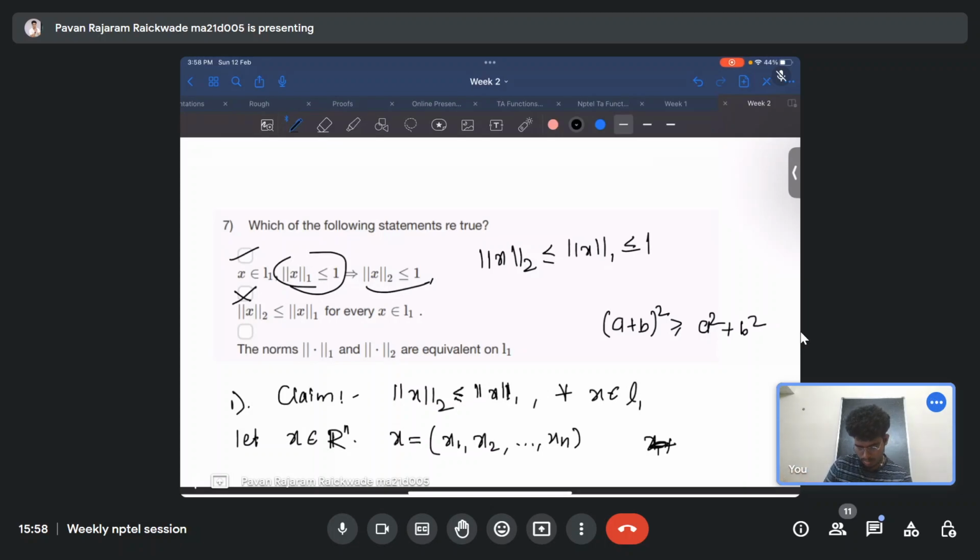Oh wait, this is true. I'm sorry, I misread it as norm x1 is less equal norm x2. So this we have proved just now: norm x2 is less equal norm x1 for every x belongs to L. Yeah, this is true. For the third one, the norms are equivalent. For that, you have to show something. These norms are not equivalent.